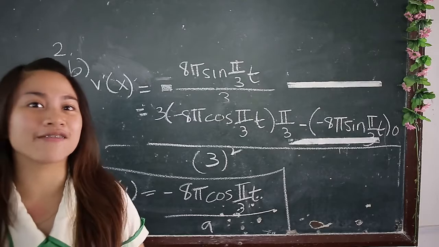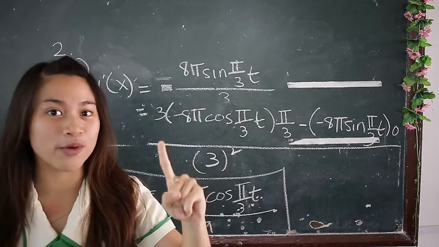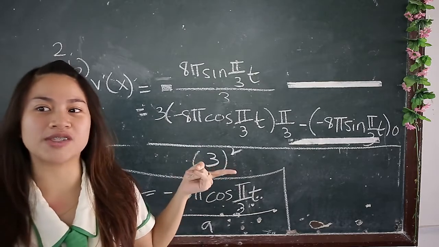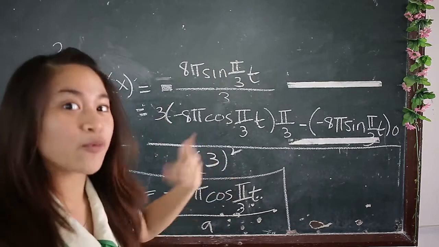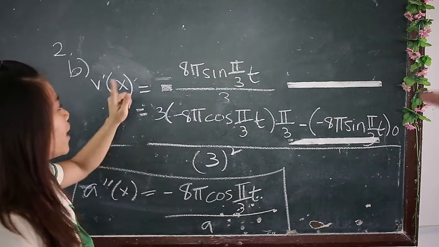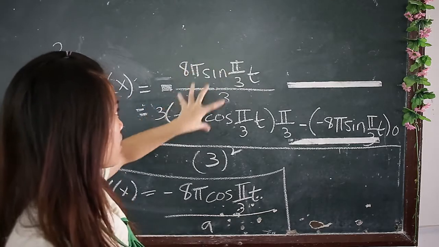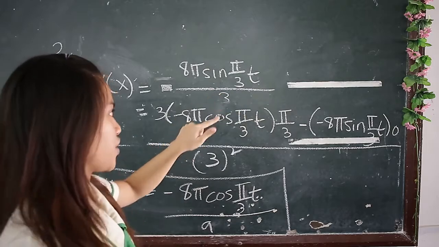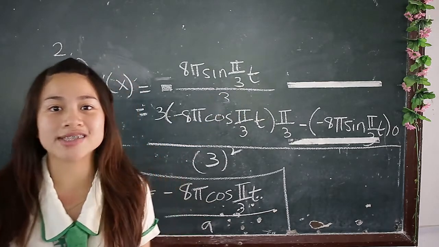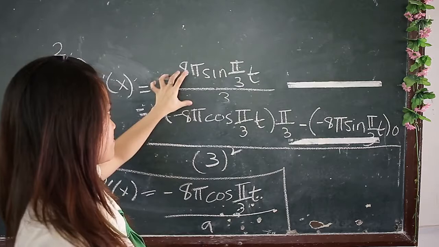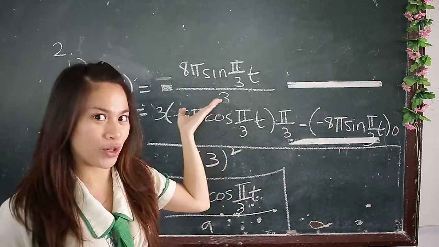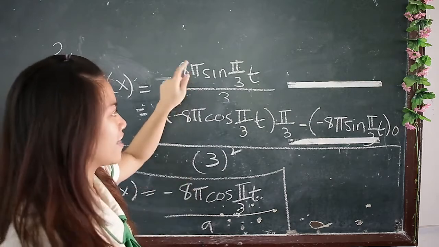Okay, so we already have solved the first problem, which is to find the velocity. And now to find the acceleration, we are going to use the velocity that we have solved already. So this is the velocity that we have solved: negative 8 pi sine pi thirds t over 3. In order to find the acceleration, we're going to derive this.